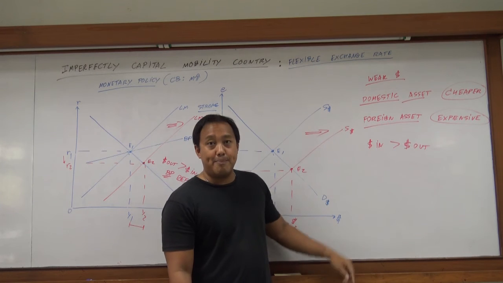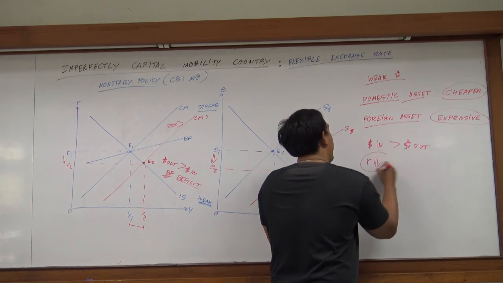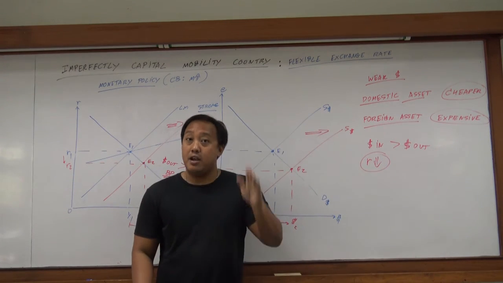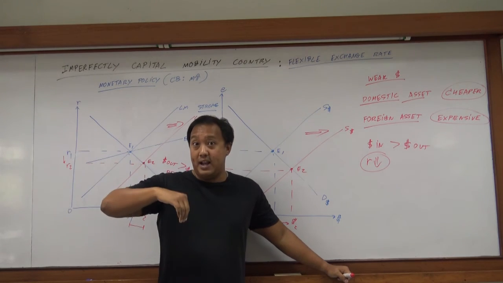How do we stop this from happening? We need to lower the real interest rate. If we lower the real interest rate, the money is going to stop flowing in.